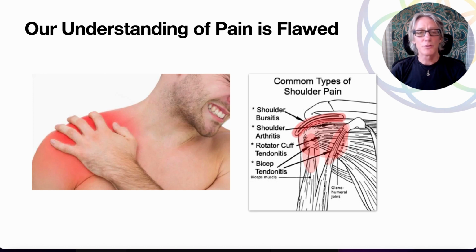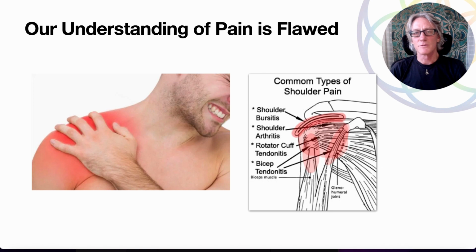So here's a picture with some common types of shoulder pain that a person that has pain in their shoulder might get diagnosed with. Shoulder bursitis. Itis means inflammation, and a bursa is a sac around the joint. So basically you have inflammation in that bursa. This diagnosis is meaningless. No one ever checks to see if your bursa is inflamed. And if your bursa is inflamed, what is the actual reason why, and what can you do about it? There's no information there.